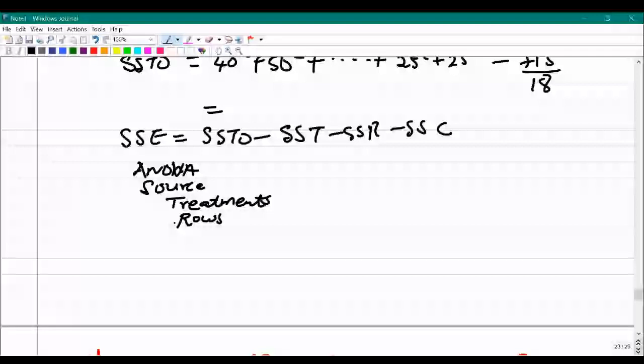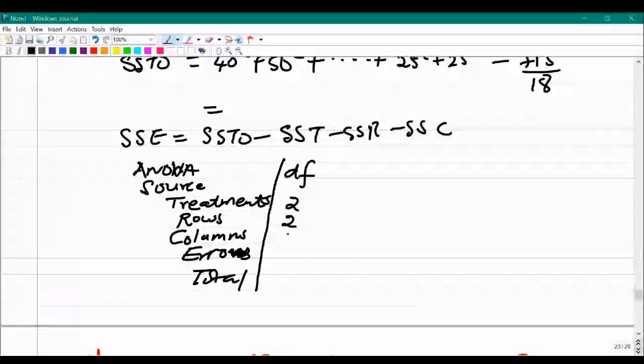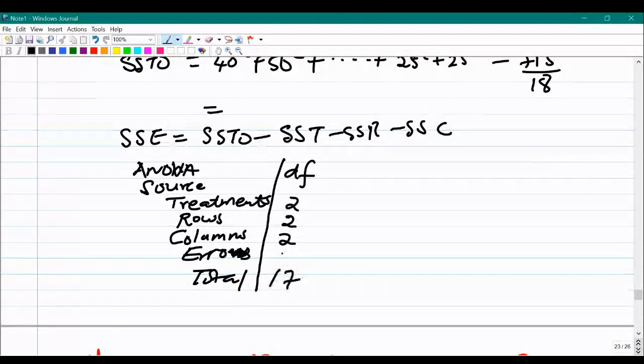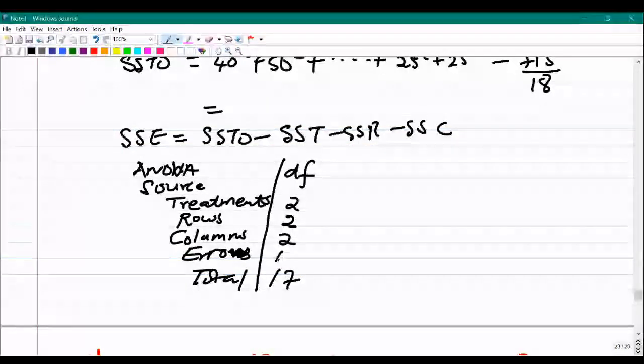The degrees of freedom is still the same as for the normal design where you don't have the replication. The degrees of freedom of treatment based on our question is t minus 1, which is 2. For the rows is 2. For the columns is 2. For the total, how many values are we having there? So it was 18, right? 3 squared by 2. So this will be 17. 17 minus 6 is 11.